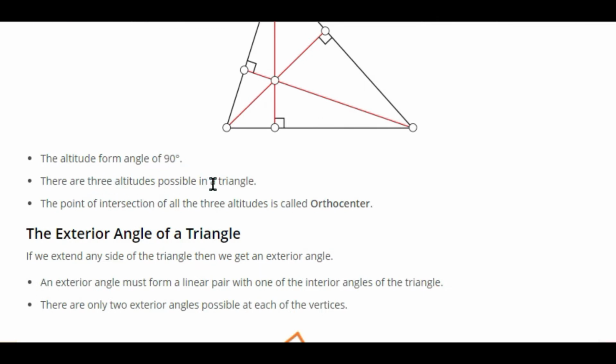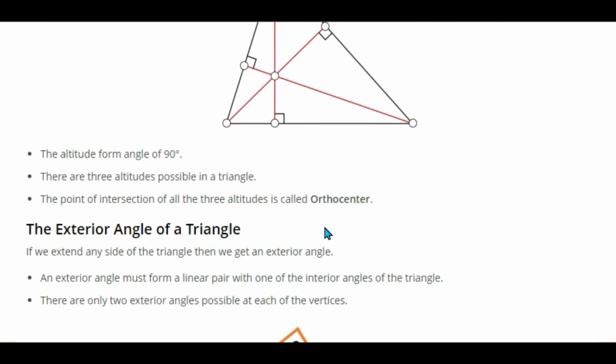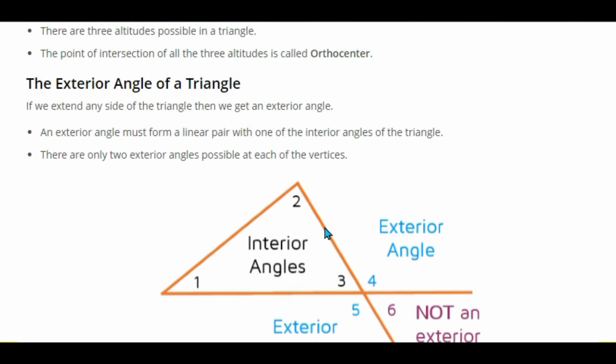There are three altitudes possible in a triangle. The point of intersection of all three altitudes is called the orthocenter. Now another word we have, orthocenter. First is centroid and second is orthocenter. What is centroid? The meeting point of all three medians. And the orthocenter is the common point where all three altitudes meet.